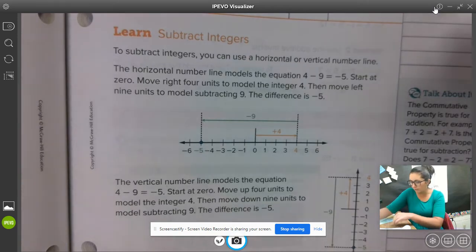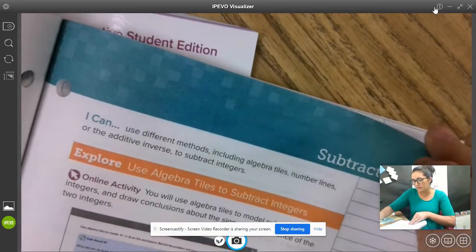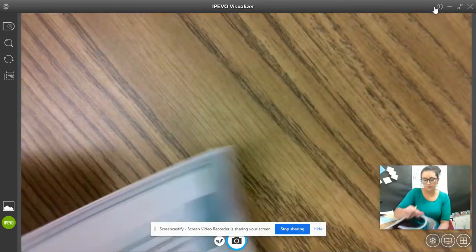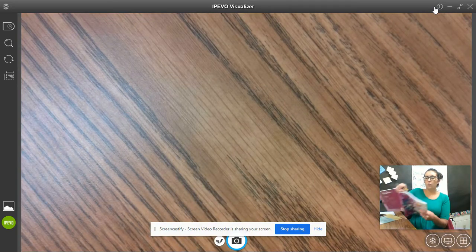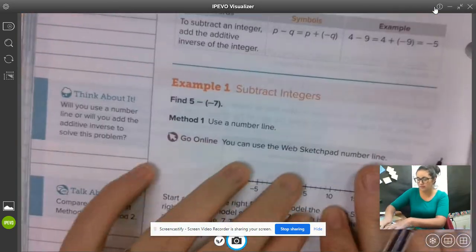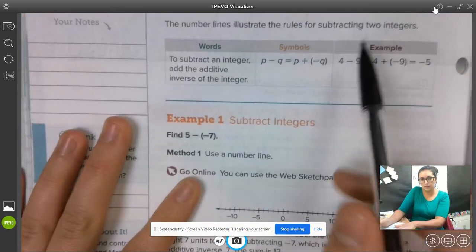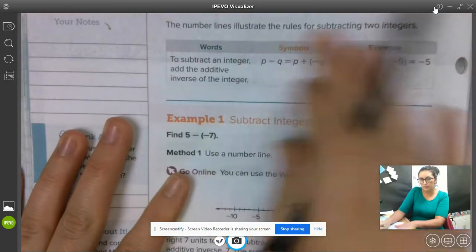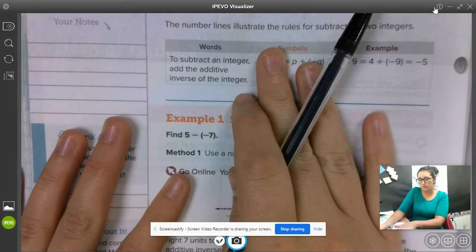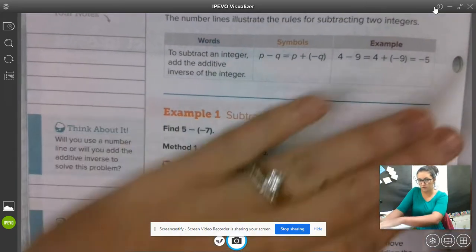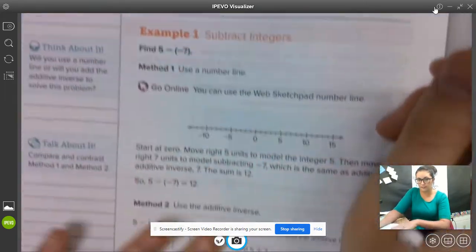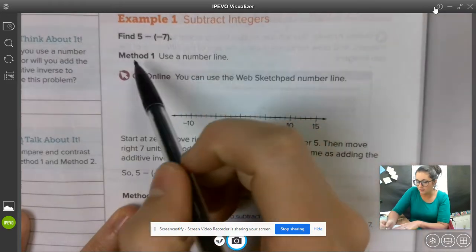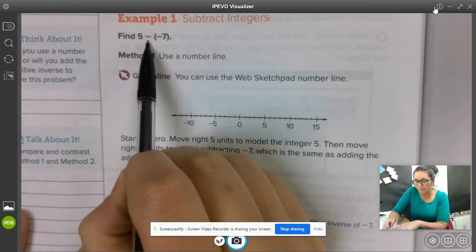All right, so let's go ahead and turn the page. I want you to ignore this box, because we're going to talk a little bit about it after a few more examples. So don't worry with this box. We're looking at example 1. This time we have 5 minus -7.